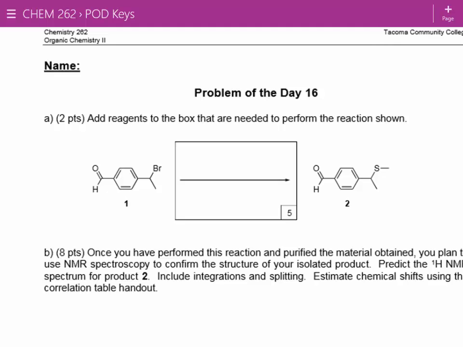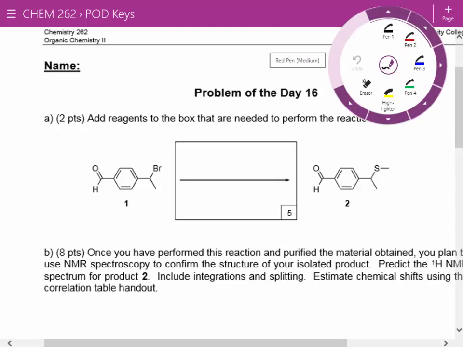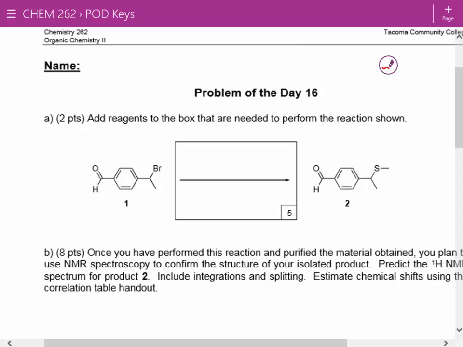All right, so the problem of the day we're looking at looks at a reaction from first term. And in this reaction, we're swapping off a bromine and forming a sulfide. Do you guys think this is going to be SN1 or SN2? Raise your hand if you think SN1. Raise your hand if you think SN2.